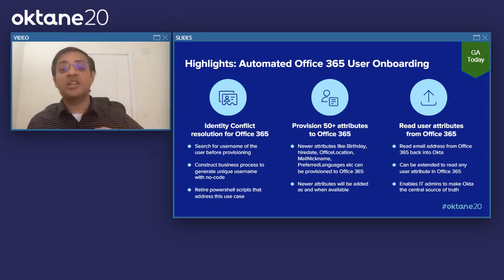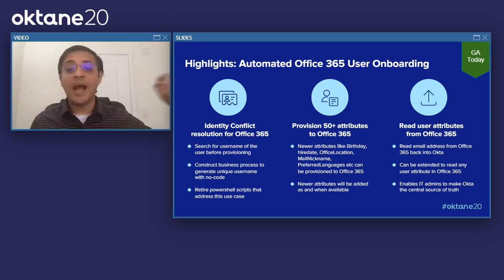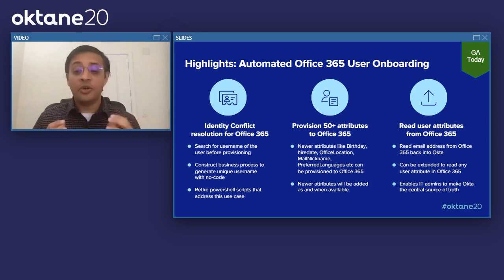So you can push the email address changes to a downstream app, like Salesforce or Box or Slack. Really, going towards making Okta your single platform to completely automate your Office 365 adoption.